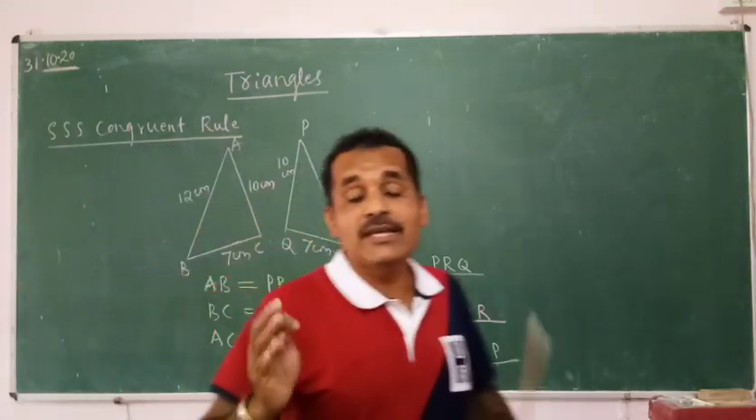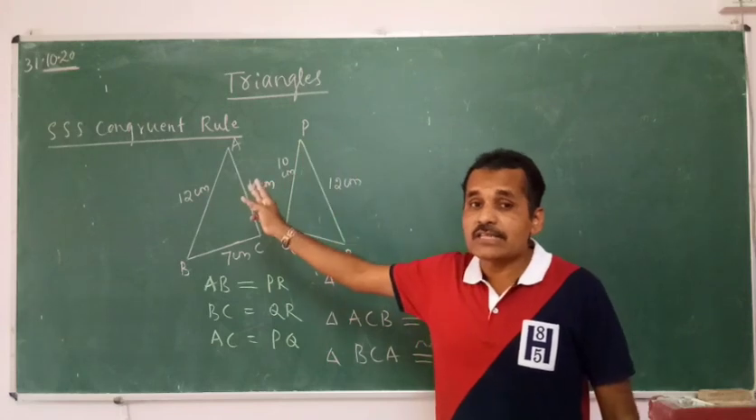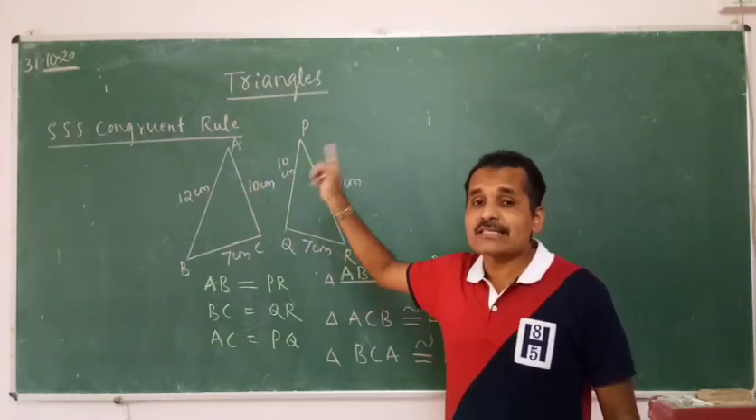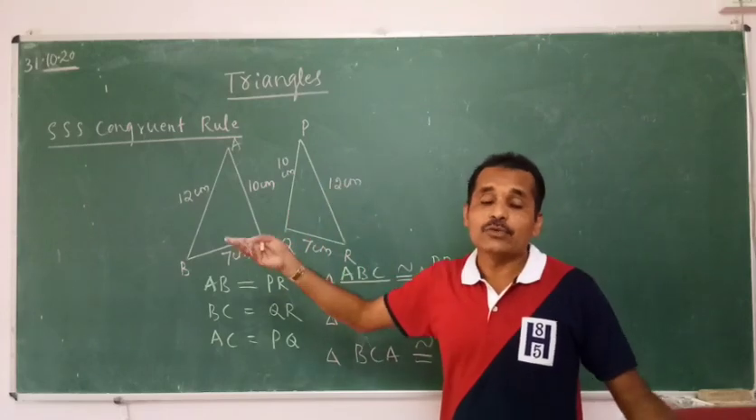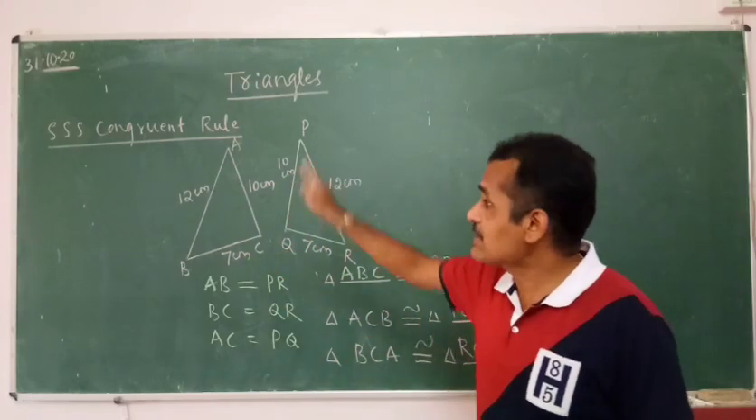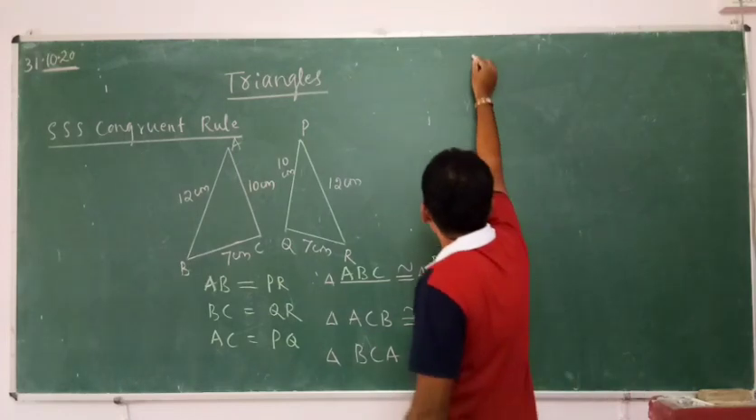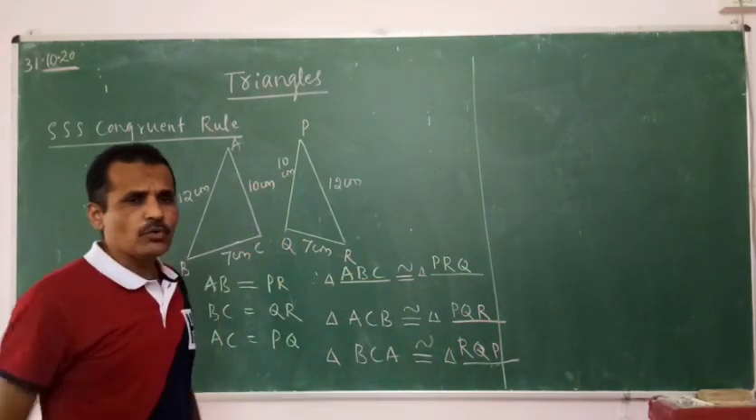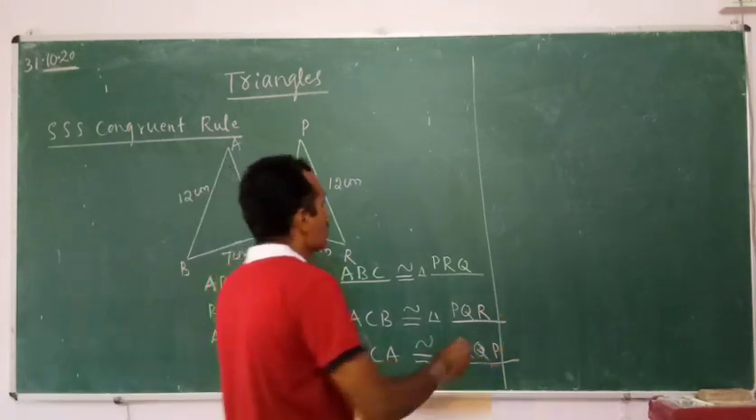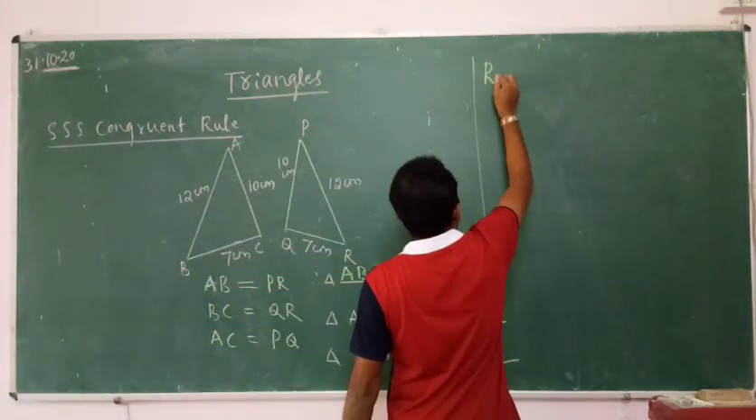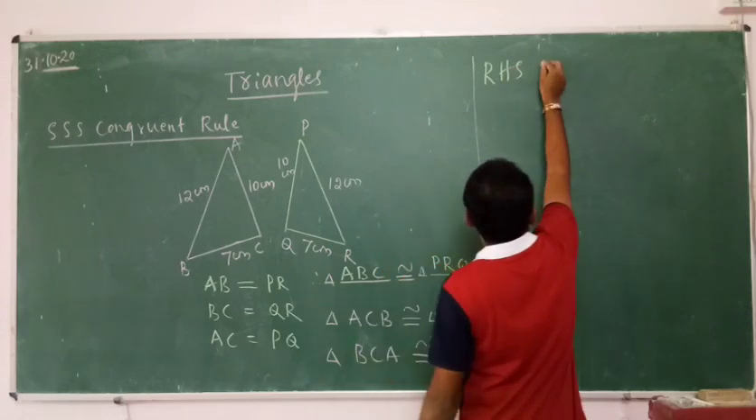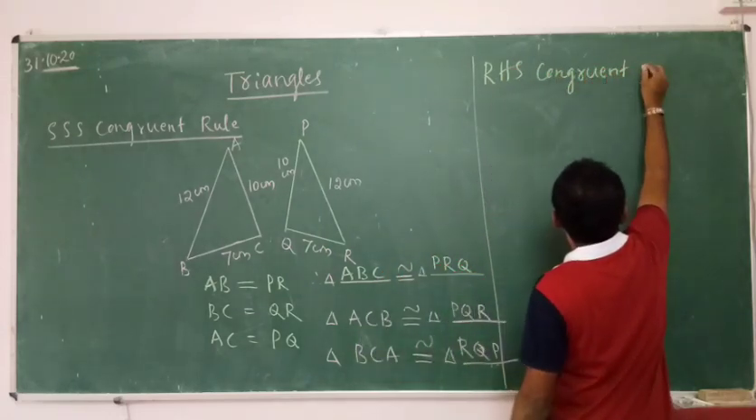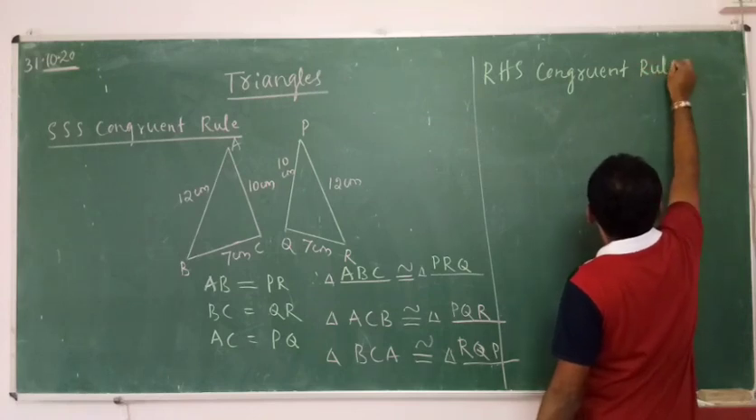Ultimately, what I want to say is, when all the three sides from the first triangle are equal to the corresponding sides of the second triangle, then the two triangles are congruent. This is your SSS congruent rule. You can write the definition of your own. Okay. The last one is the RHS congruent rule.